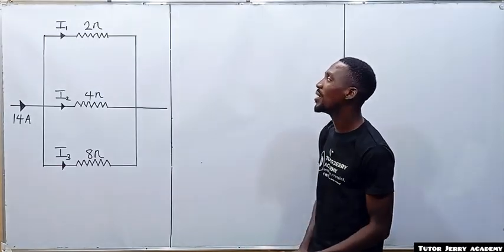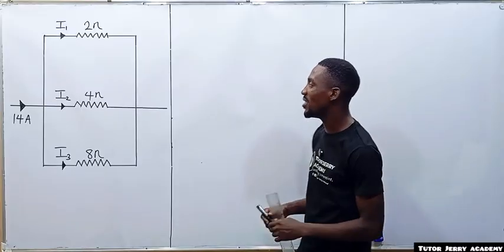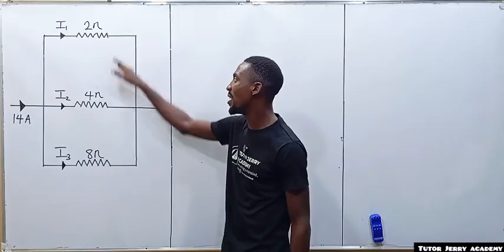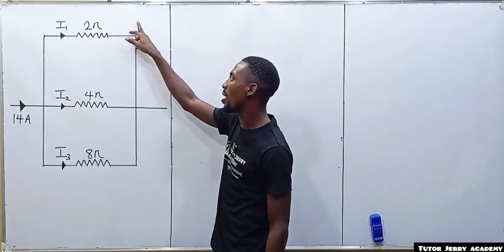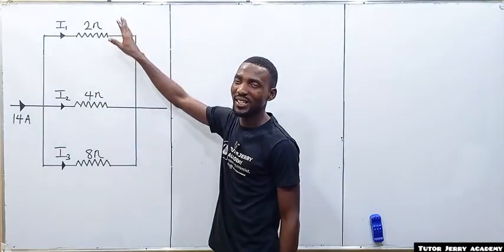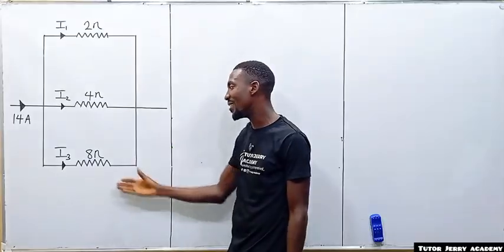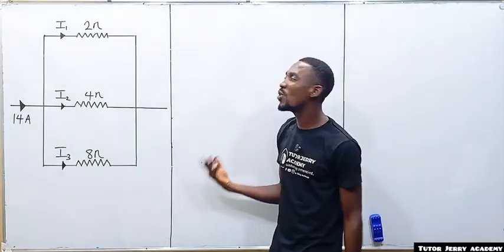Now, how do we calculate the value of I1? Had it been it is just these 2 resistors that we are having in parallel, we would just say I1 is equal to 4 all over 4 plus 2, then multiply by 14. But now there are 3. So how do we go about it?